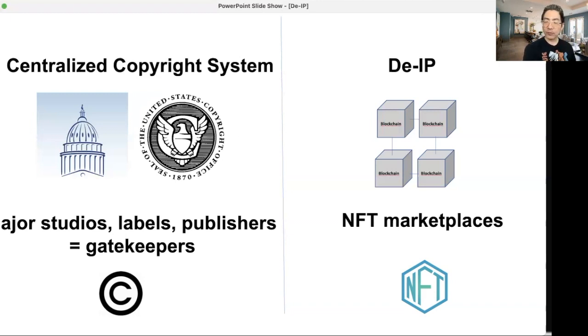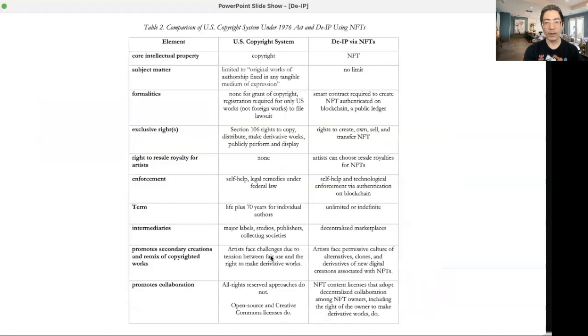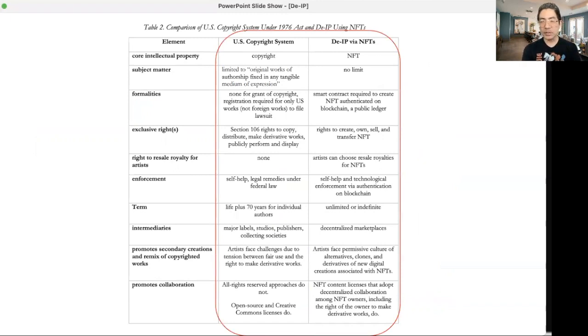So instead of waiting for Congress to provide this major revision to the Copyright Act of 1976, we have a different way of modernizing it through the use of NFTs and also content licenses and the development of norms. And that's what my theory lays out in detail in the paper whose link is below. Okay, now we don't have time to walk through all of this comparison between the centralized copyright system and the decentralized IP system created by NFTs.